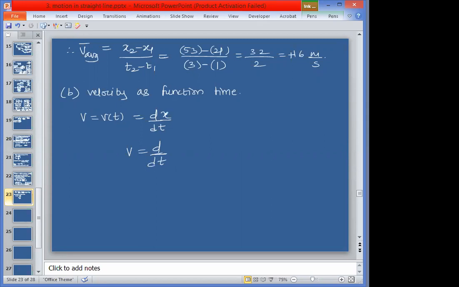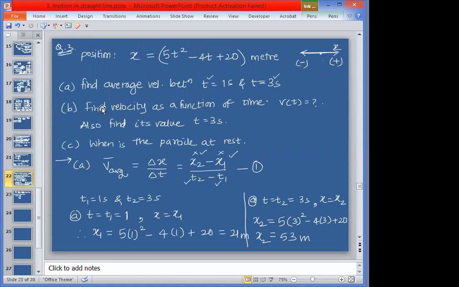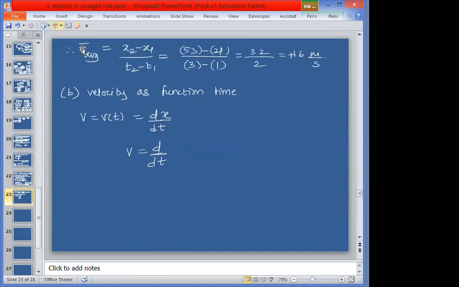d by dt of x ची व्हॅल्यू किती आहे बघा. What is x? 5t square minus 4t plus 20. x ला पुट करा. Rate of change of position is velocity. 5t square minus 4t plus 20. आन्सर सांगा सरांना पटकन. डेरिव्हेटिव्ह, आय थिंक डेरिव्हेटिव्ह येते तुम्हाला, राईट? We have done so many questions of derivative, so this is not a big deal for you. Chalo everyone do it.